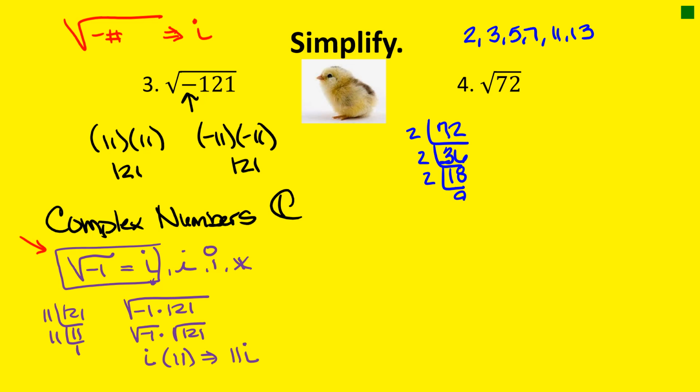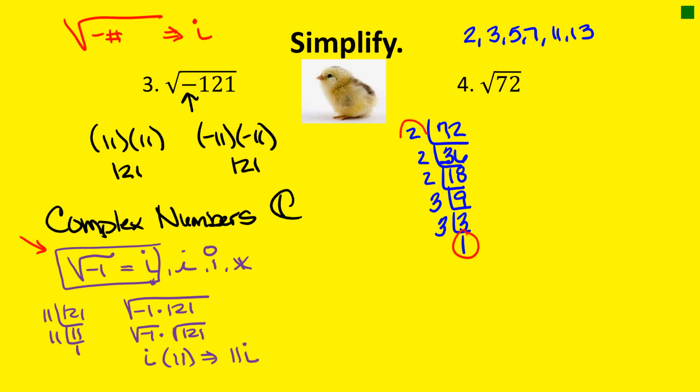18 divided by 2 is 9. 2 doesn't work anymore, so we're going to go with 3. 9 divided by 3 is 3. 3 divided by 3 is 1. Remember, you've got to get all the way down to 1. That says stop.